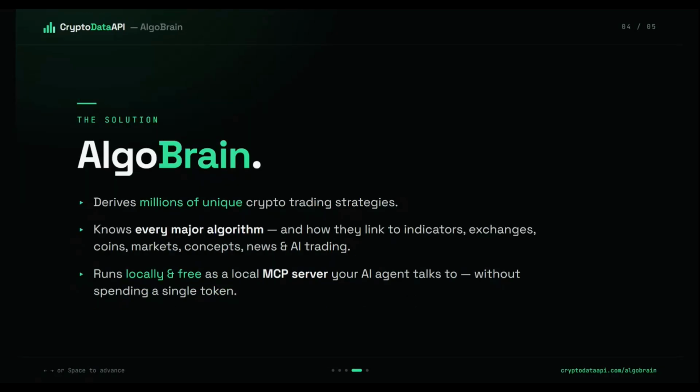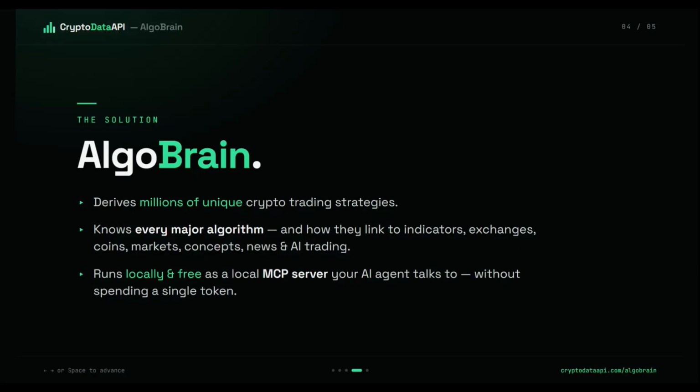The solution is AlgoBrain. It can derive millions of unique crypto trading strategies. It knows every major algorithm that ever existed and how those algorithms actually link to different trading indicators, different platforms, cryptocurrency markets, trading strategy concepts, crypto news, crypto markets, and advancements in AI trading.